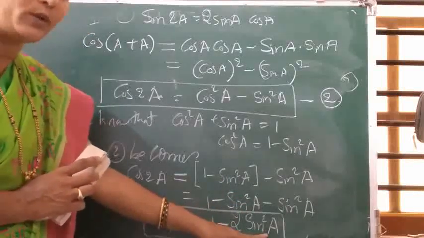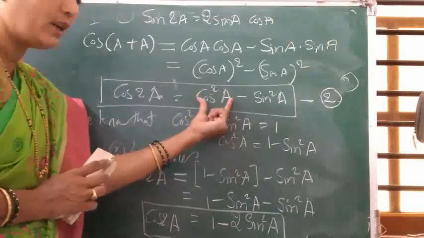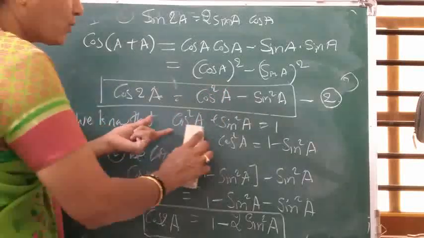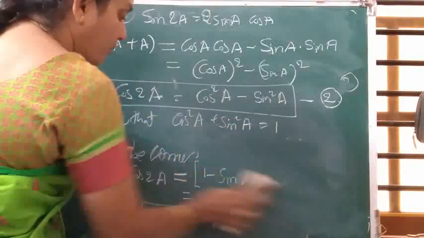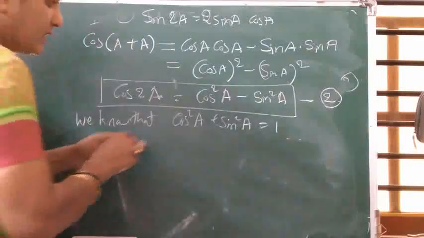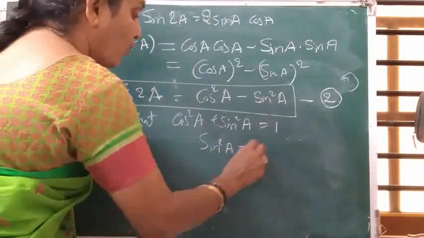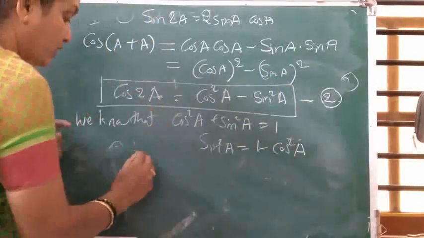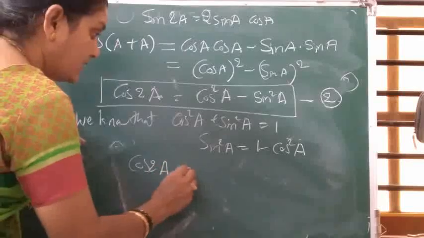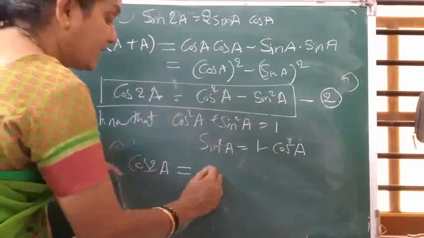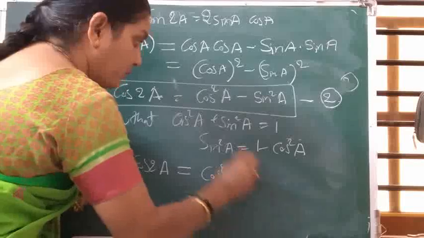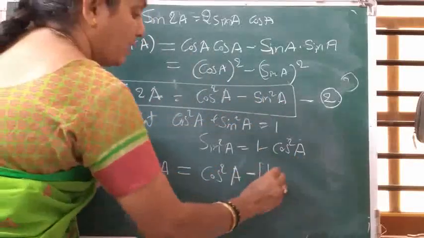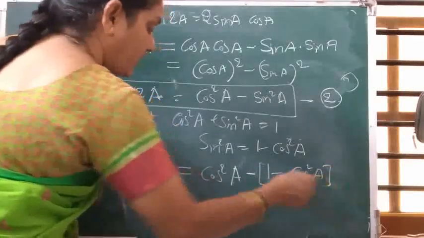Also, is it possible to express cos 2a only in terms of cos? Of course, the answer is yes, because you know cos square a plus sin square a is 1. In this formula only, I can write sin square a as 1 minus cos square a. Therefore, equation 2 becomes cos 2a is equal to, okay, you want the answer in terms of cos a, so cos square a you will keep as it is, minus of this sin square a, which is replaced by 1 minus cos square.